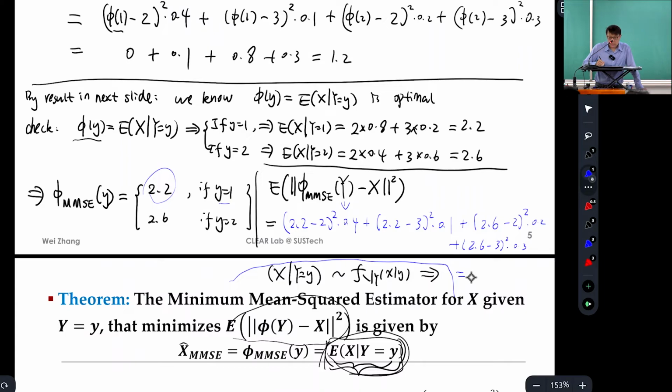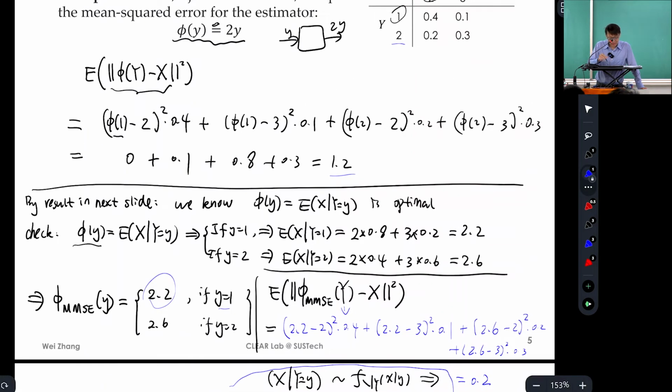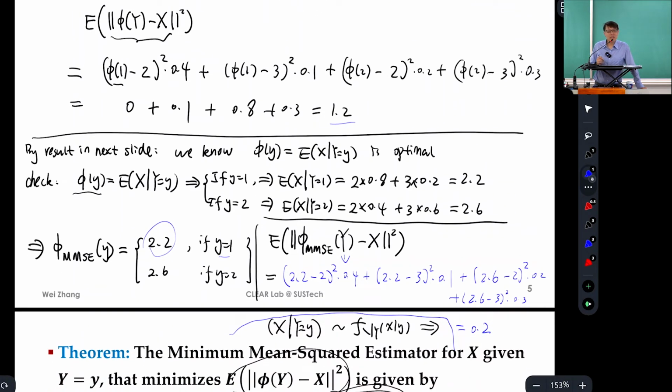This number would be, sum them together. If you believe me, I don't typically. I got 0.2. Okay, this is 0.2. The previous estimator's error is 1.2. This one is 0.2. Can you make it smaller? If the theorem is correct, then you won't be able to. And I can tell you the theorem is correct. So this is the best you can hope for.